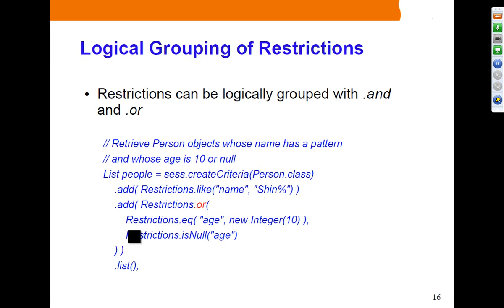Logical grouping of restrictions. As I said before, you can have an or operation. Here the session is created, we create the criteria object, and then we call the add method, and we add this restriction, and then we add another restriction, and this is an or operation. The or method of restrictions takes criterion objects. So this is an equal, and either of these is a criterion object, so this is an or operation. And you can certainly have an and operation here as well.